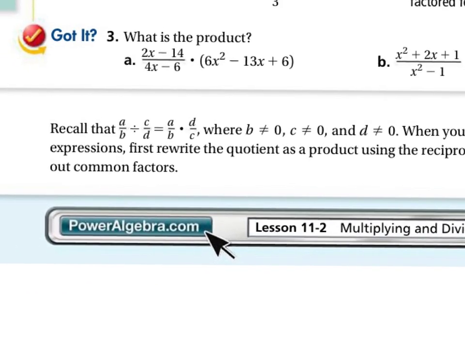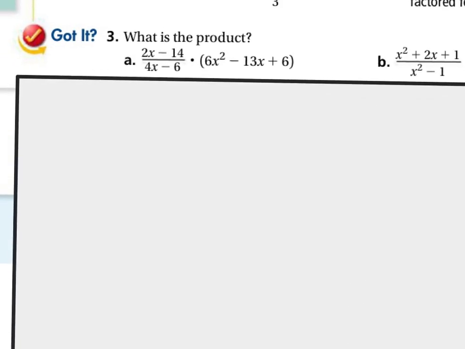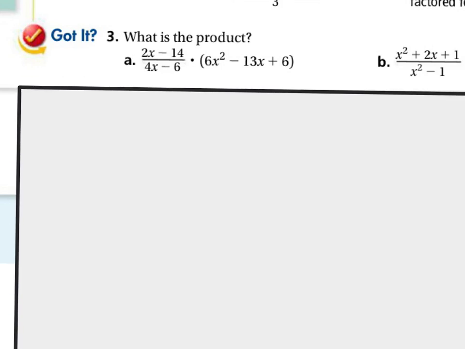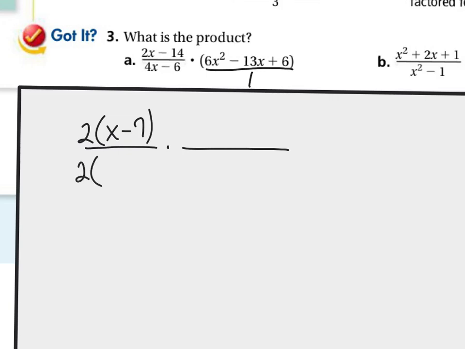So if you look at the Got It 3, we look at Got It 3 part A. So the second part here, we'll just put that over 1. And then I'm going to go ahead and start trying to see if there's anything I can do with that first fraction. So we can factor a 2 out of the numerator. That would be 2 times the quantity x minus 7. In the denominator, we can also factor out a 2, which would be 2 times the quantity 2x minus 3.